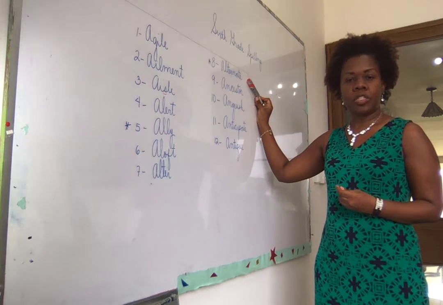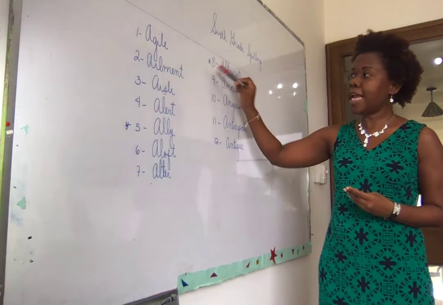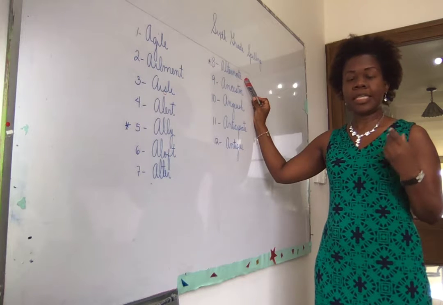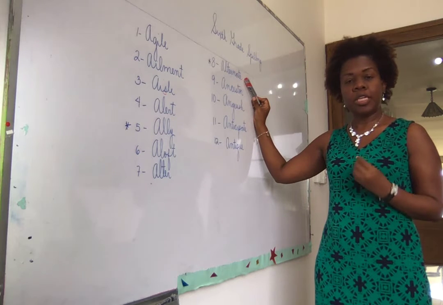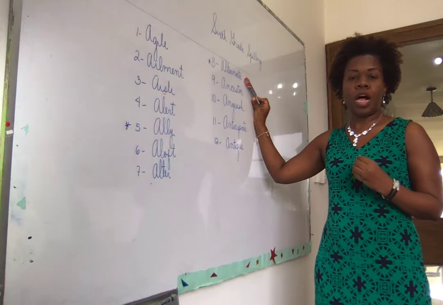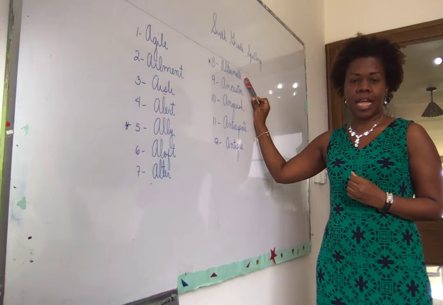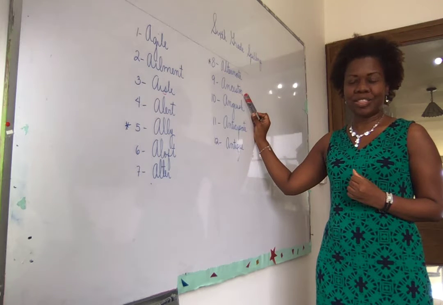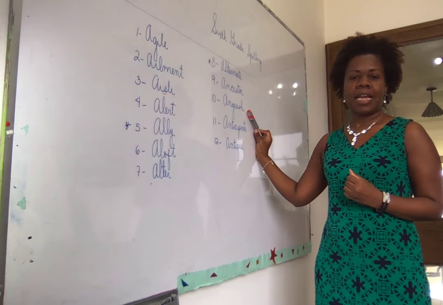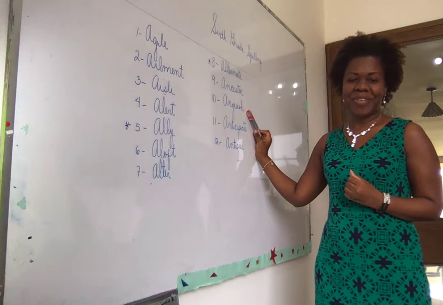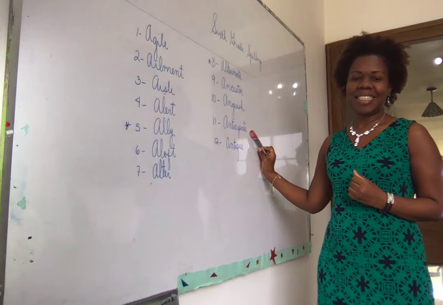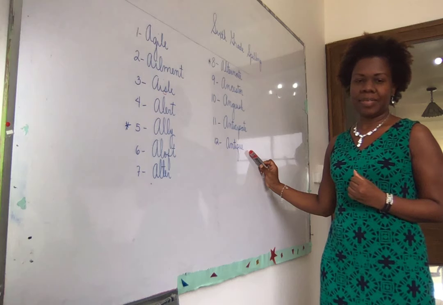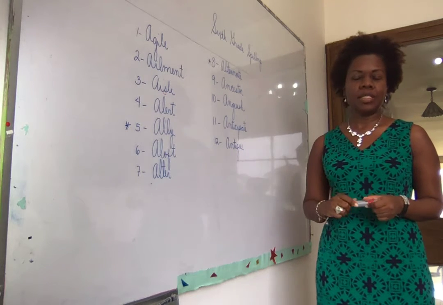Alternate, alternate. And this word also has an asterisk, which means it can also be pronounced alternate. So you can say alternate when it's usually used as an adjective, or alternate when it's used as a verb. Ancestor, ancestor. Anguish, anguish. Anticipate, anticipate. Antique, antique. Let's go over this list one more time.